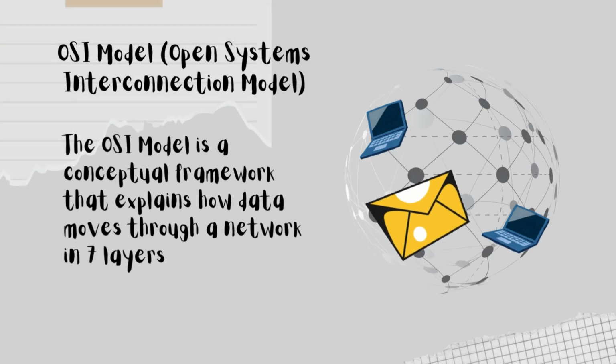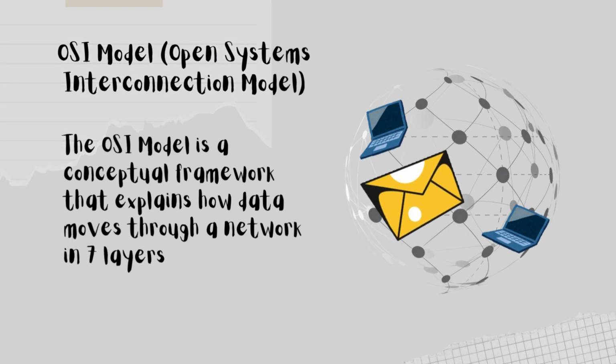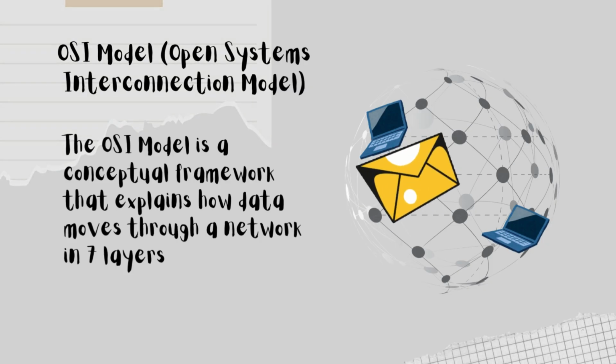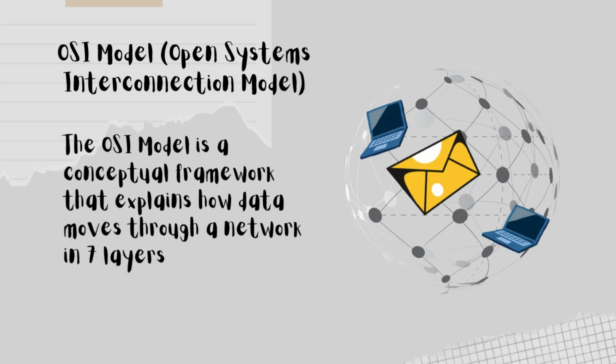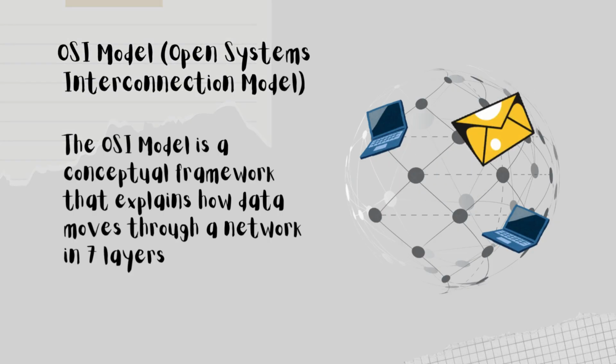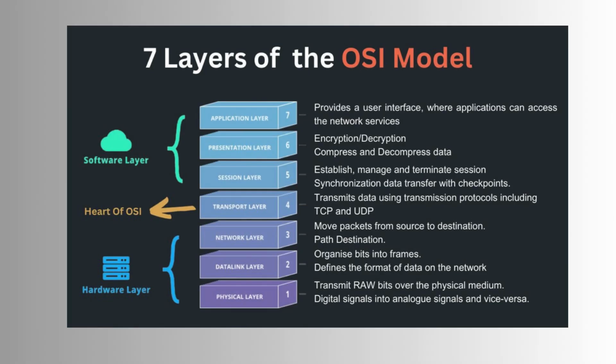It breaks down the entire process into 7 distinct layers, each with its own role, from sending raw bits over cables to delivering data to your applications like web browsers or email. By dividing network communication into layers, the OSI model makes it easier to design, troubleshoot, and understand complex networks. The 7 layers of the OSI model are physical, data link, network, transport, session, presentation, and application layer. Let's dive into these layers step by step.